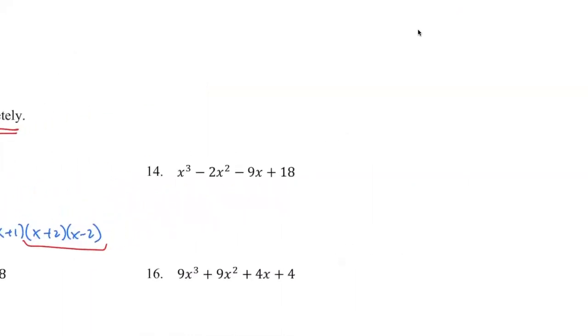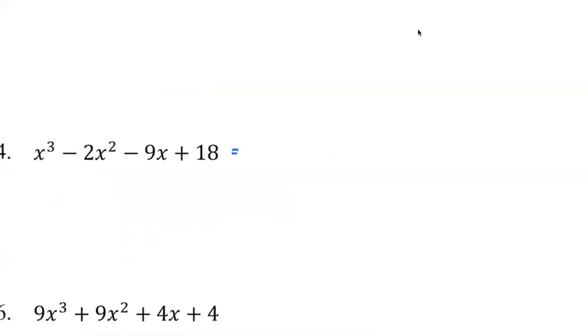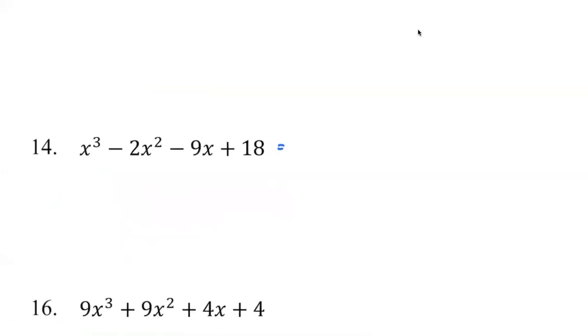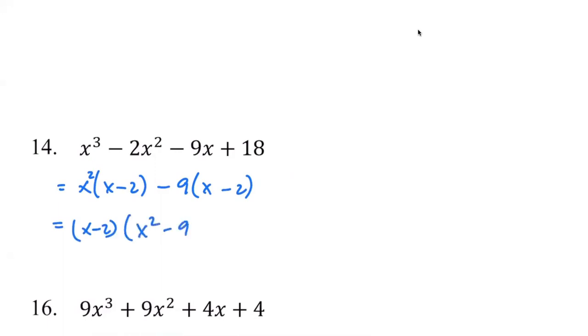All right, number 14. Number 14, it's very straightforward. Again, let's do it below. I think that's easier to see. We factor the x squared, and then got x minus 2. And then you've got the minus 9, so x minus 2 right here. So we got x minus 2 as a common factor, and then you have x squared minus 9.